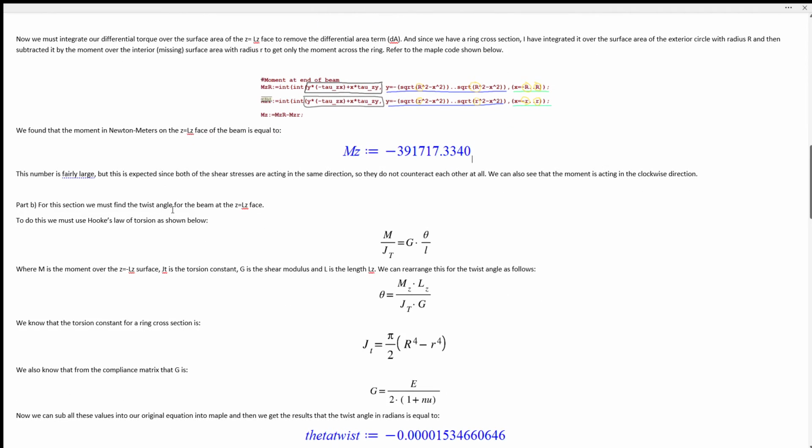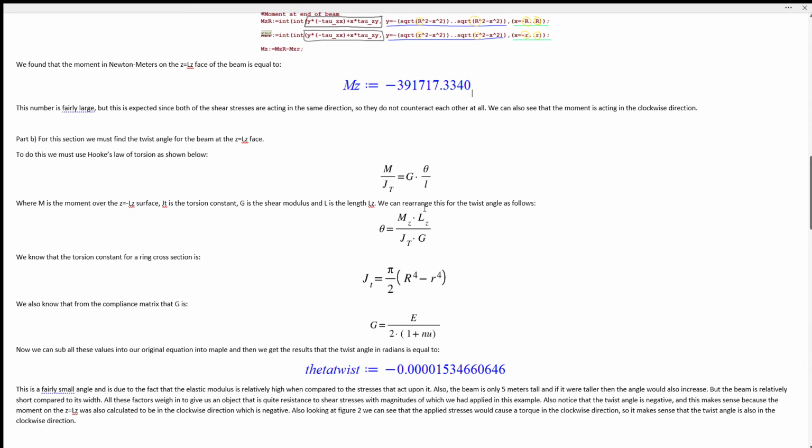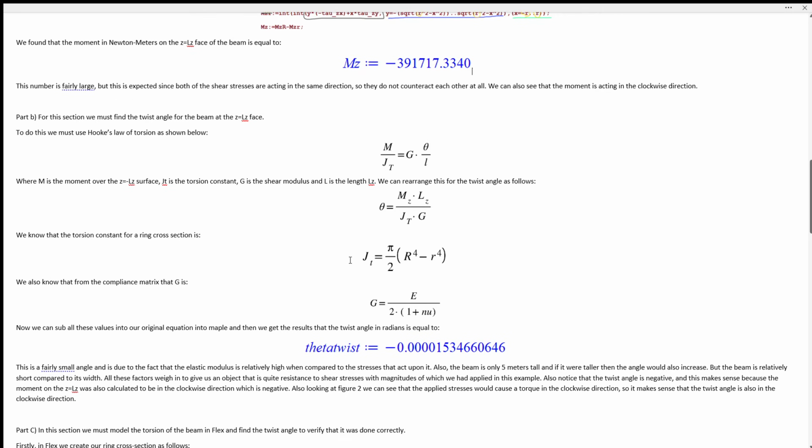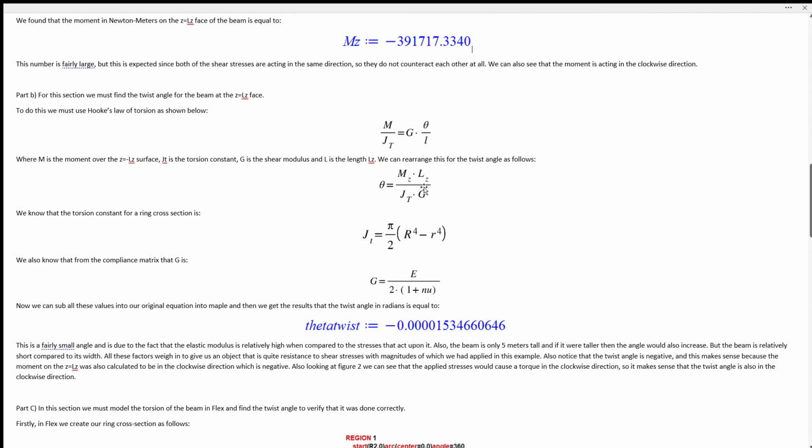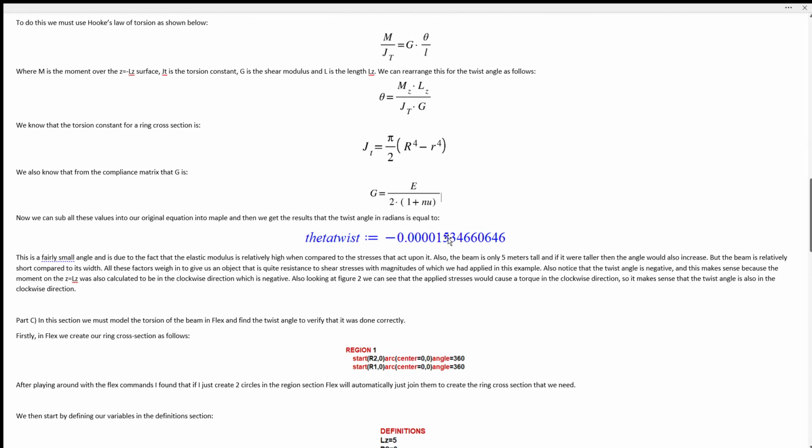And then for part B, we need to find the twist angle for the beam on the top face, and to do that we can just use Hooke's law of torsion, and then we rearrange for the twist angle. We know that the torsion constant for a ring cross section is equal to this. We know that from our notes, and then we know that the Young's modulus is related to the shear modulus with this equation, and then we just let Maple solve for the twist angle.